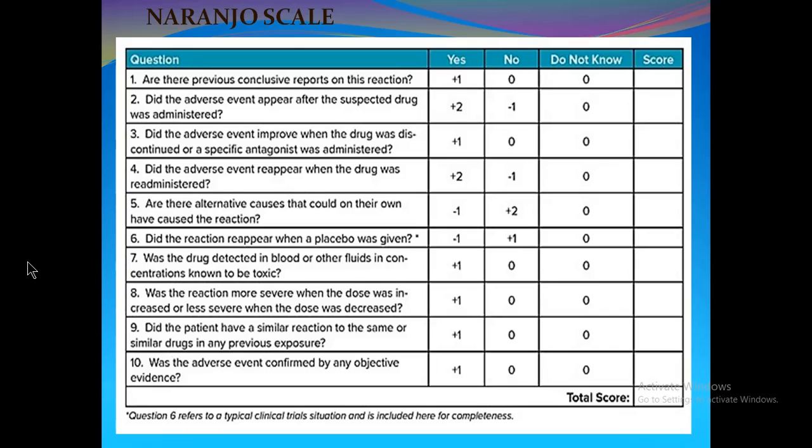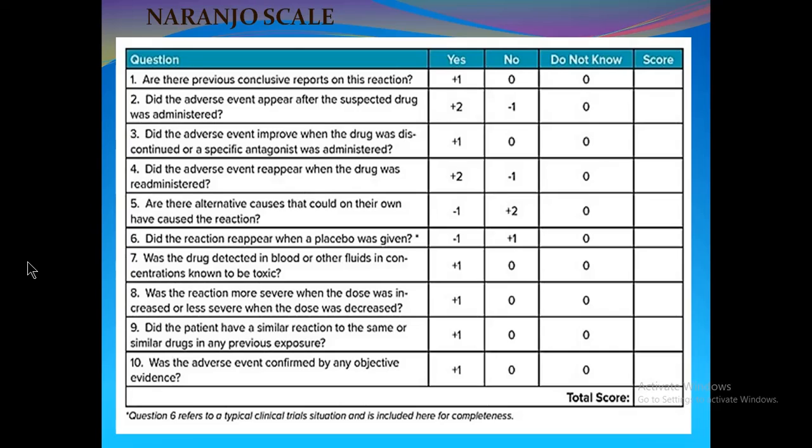Question 1. Are there previous conclusive reports on this reaction? If answer is yes, the score is +1. If answer is no, the score is 0. If answer is do not know, again the score is 0. Question 2. Did the adverse event appear after the suspected drug was administered? If answer is yes, the score is +2. If answer is no, the score is -1. If do not know, the score is 0.